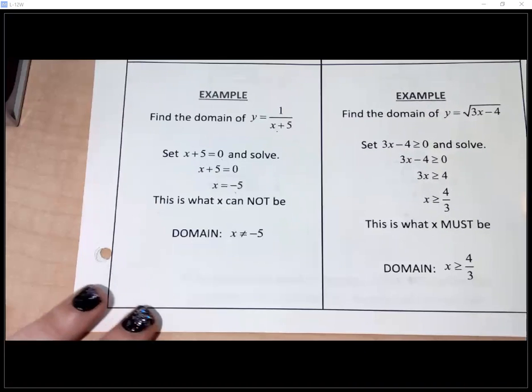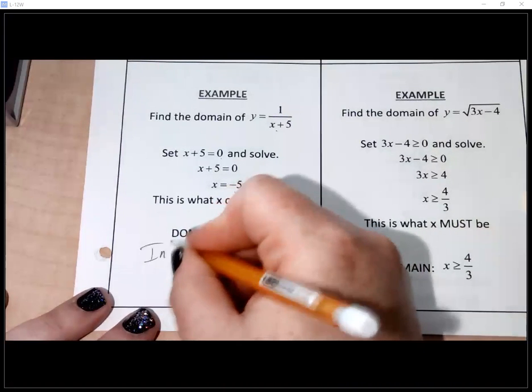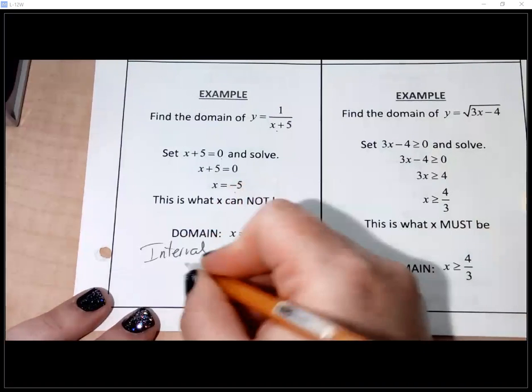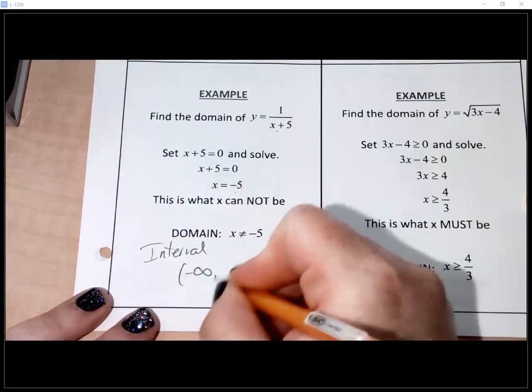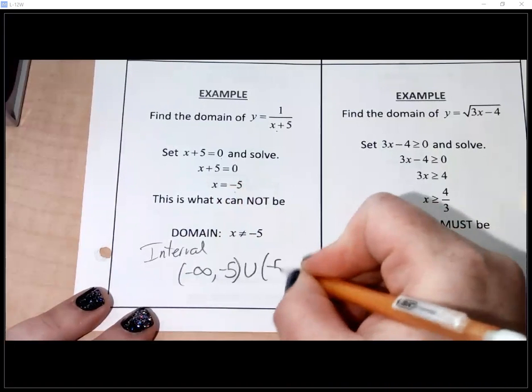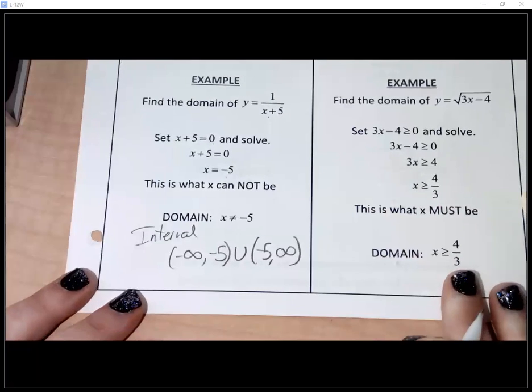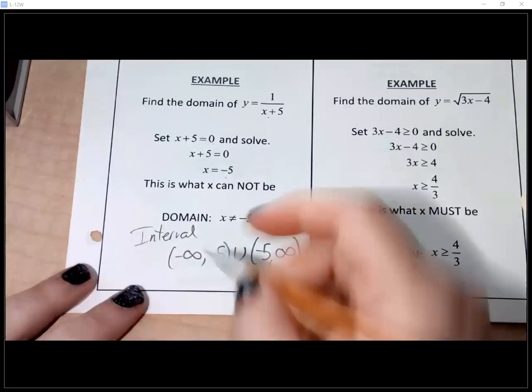Jake, how would it look? It would be negative infinity, comma, -5 enclosed by parentheses. And then a union. And -5, comma, infinity, enclosed in parentheses. Perfect. That's how I would write it in interval notation.